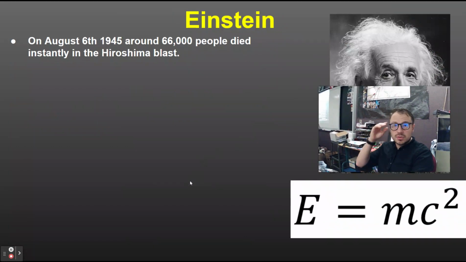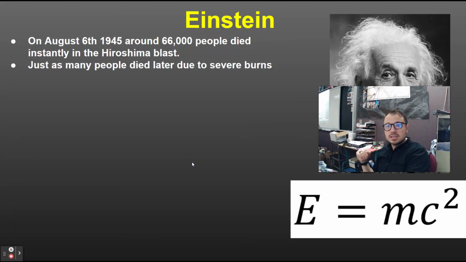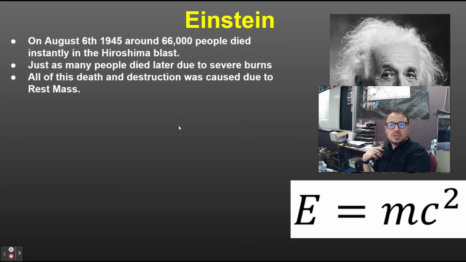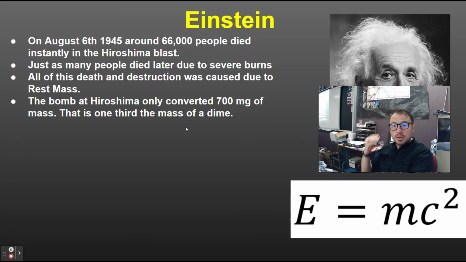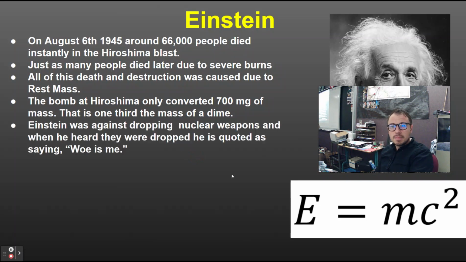So on August 6, 1945, 66,000 people died instantly at the Hiroshima blast. Just as many people died later due to severe burns. All of this death and destruction was caused due to rest mass. Now, the bomb at Hiroshima only converted 700 milligrams of mass. That's only 1/3 the mass of a dime.